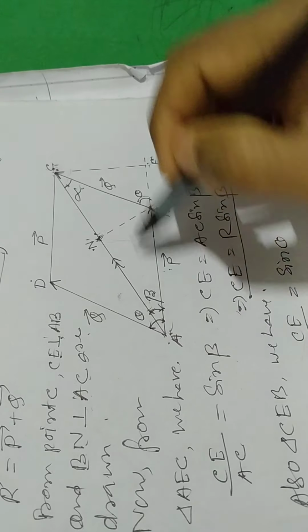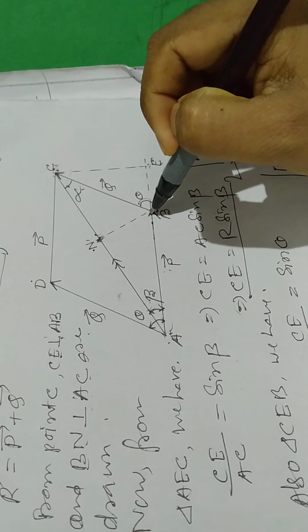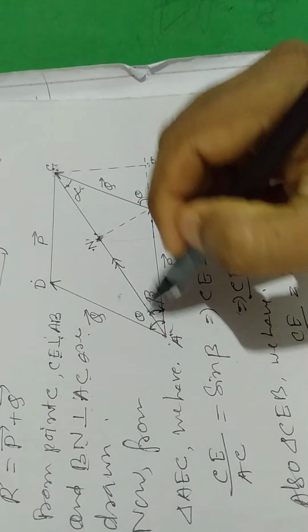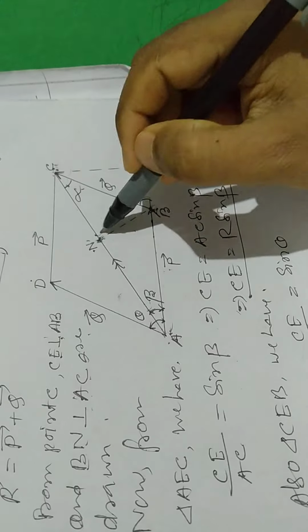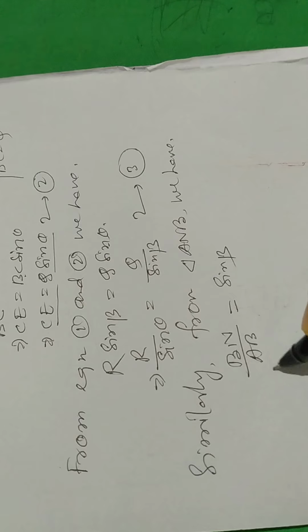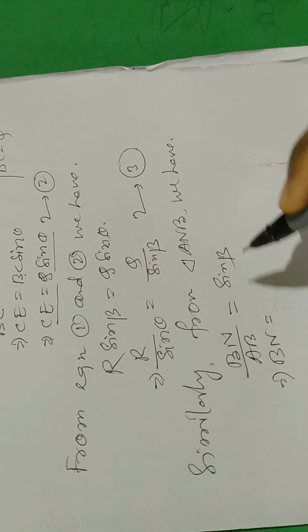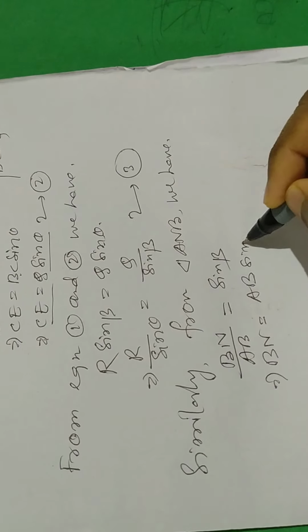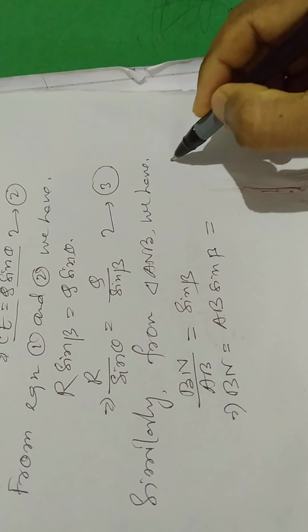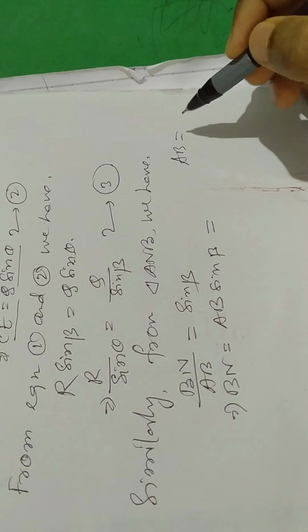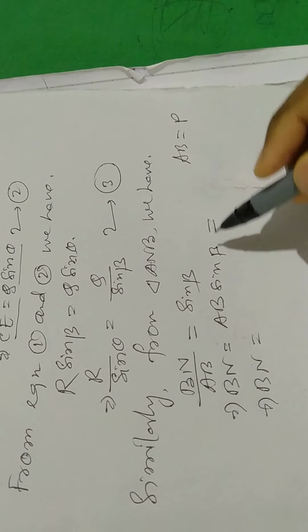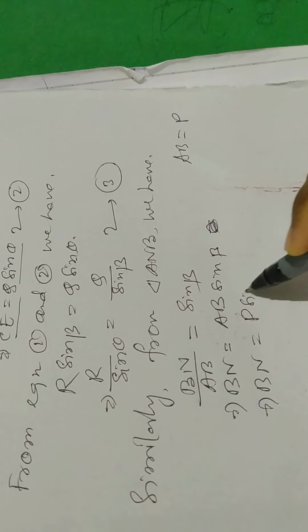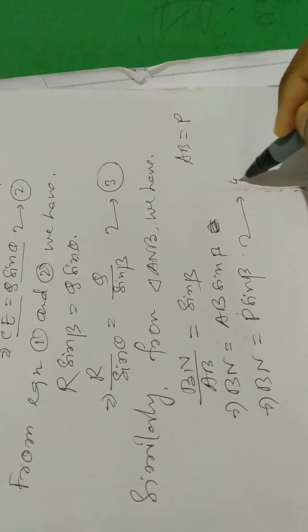BN is perpendicular, AB is hypotenuse, AN is base. So perpendicular by hypotenuse, BN by AB equals sine beta. So BN equals AB sine of beta. Again AB is equal to vector P. So BN equals P sine of beta. Equation number 4.